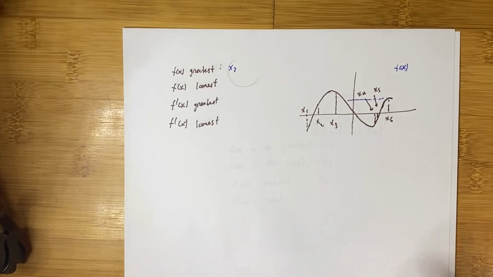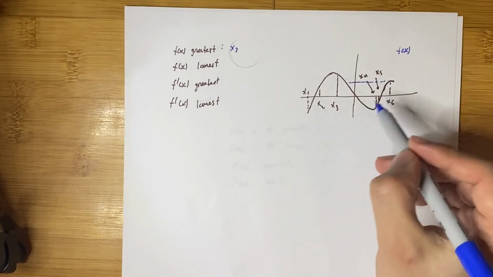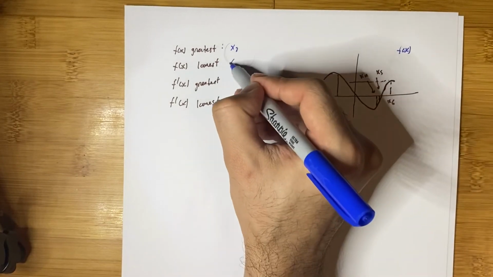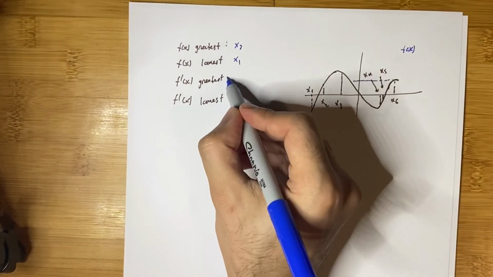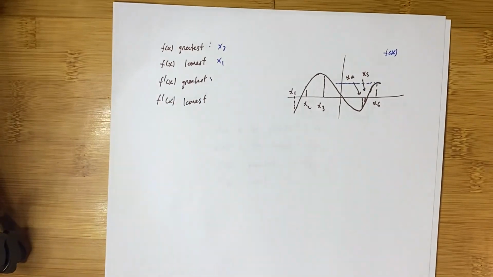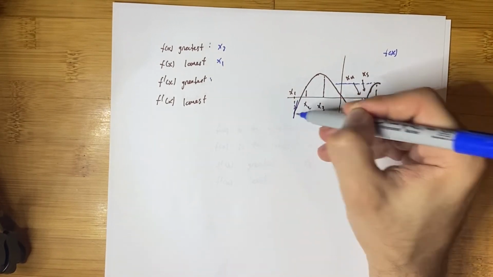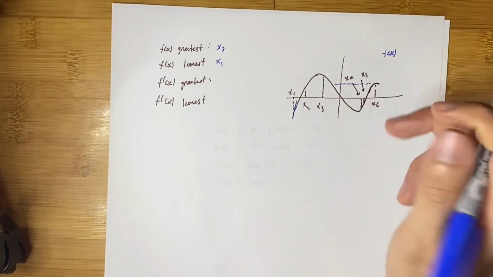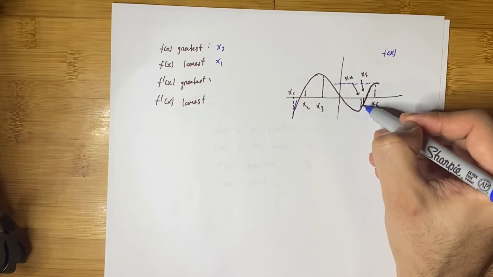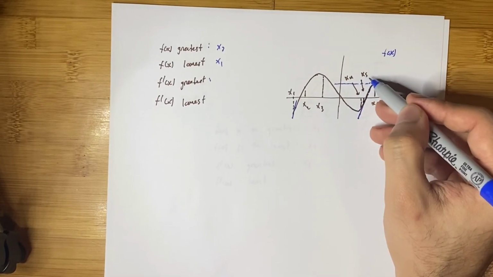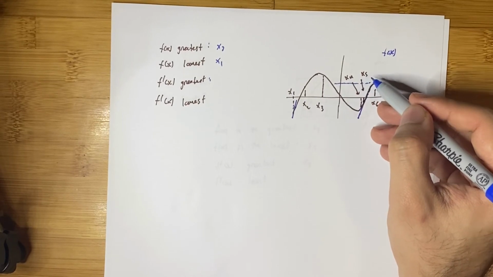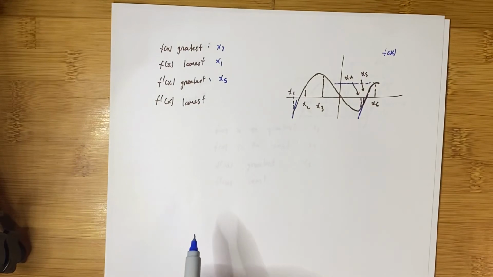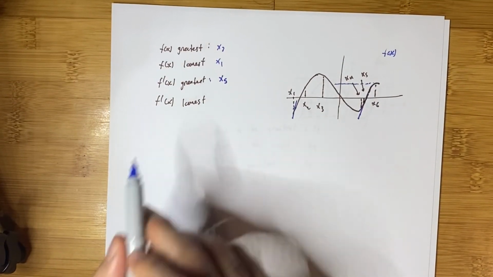Lowest will be the most negative value. At this point will be x1, and then f prime of x greatest will be where we have the steepest positive slope. So we have a positive slope at this segment here, and at this segment we have a positive slope. But we can find here, this is where it is the steepest. At x5 we have the steepest positive slope, so x5 will be the greatest.